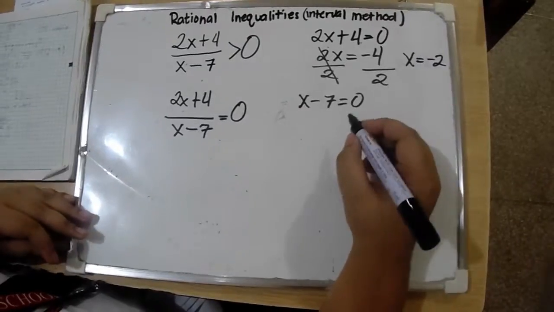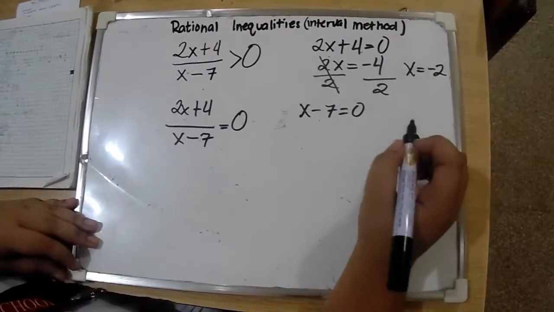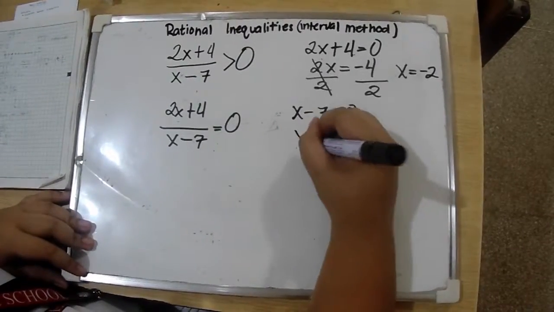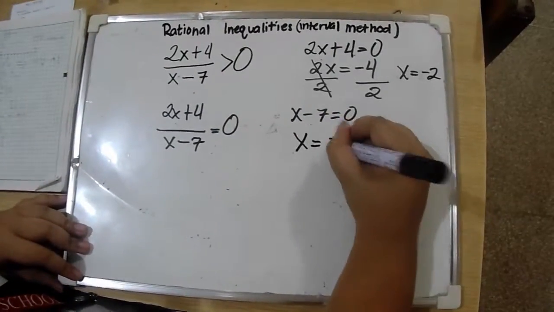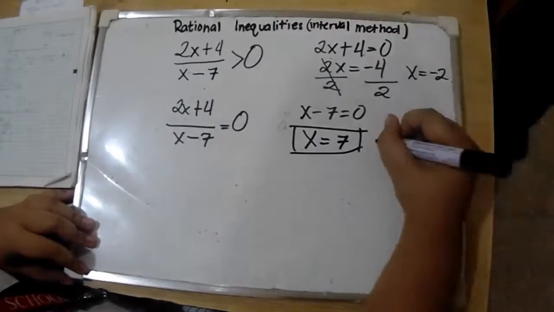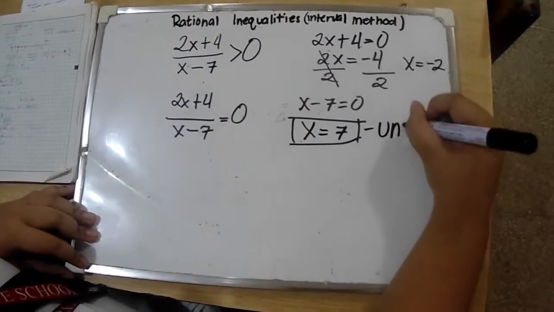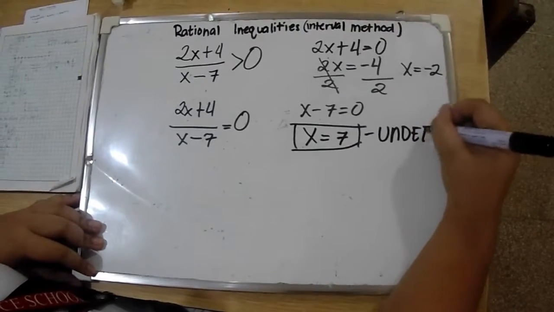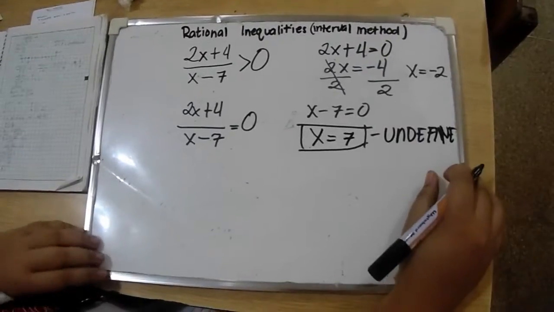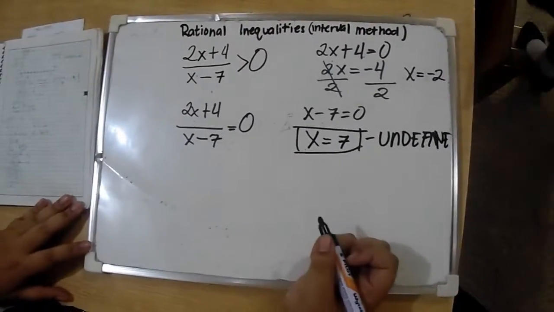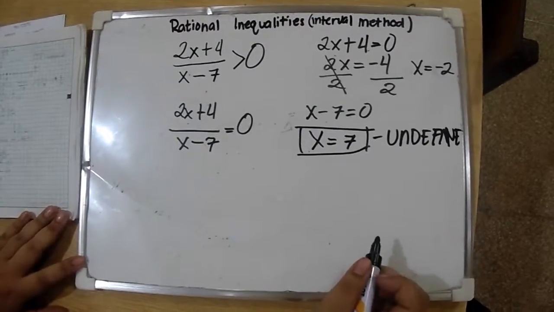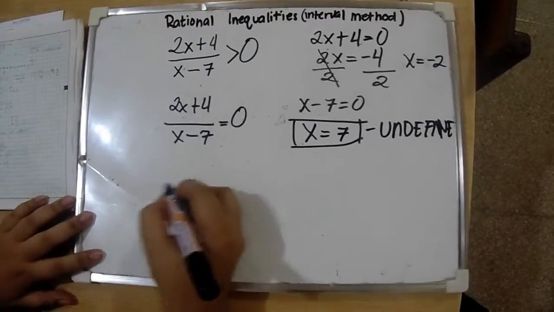For the denominator, we are just going to transpose the negative 7, so it will be positive. So x is equal to 7, because this value is already undefined. Now we're going to make a number line so that we can mark the critical values on it.